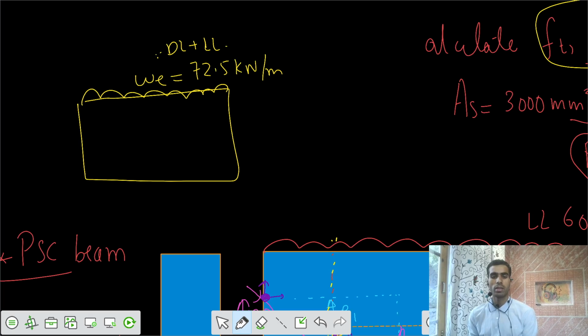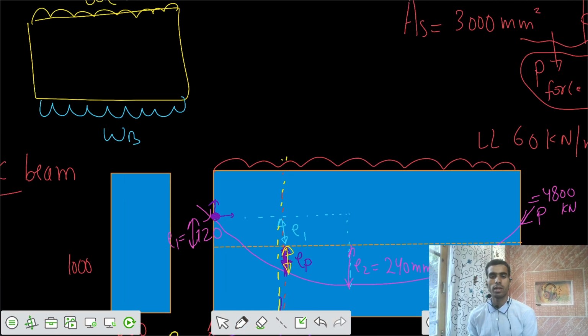And there is some balancing load also, a balancing UDL, WB. And we are making the tendon a straight line, such that its eccentricity is the same throughout, and that value is equal to E1 above the neutral axis. So this is the value of E1 above the neutral axis.